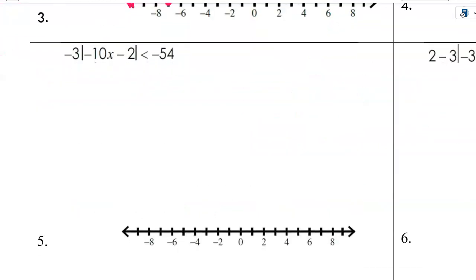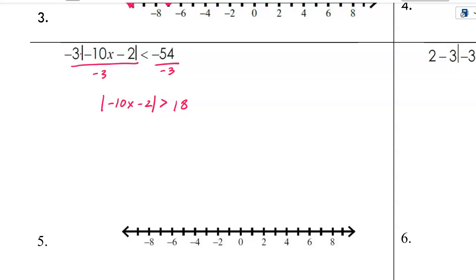So let's move on to absolute value inequalities. Okay, I talked about this in class. First, we need to isolate the absolute value. In order to isolate the absolute value, we divide both sides by negative 3. So we get the absolute value of negative 10x minus 2. Flip the inequality sign, but don't put equal to because it doesn't say that it's equal to. 54 divided by 3, that's going to be a positive 18. Okay, so absolute value inequalities.